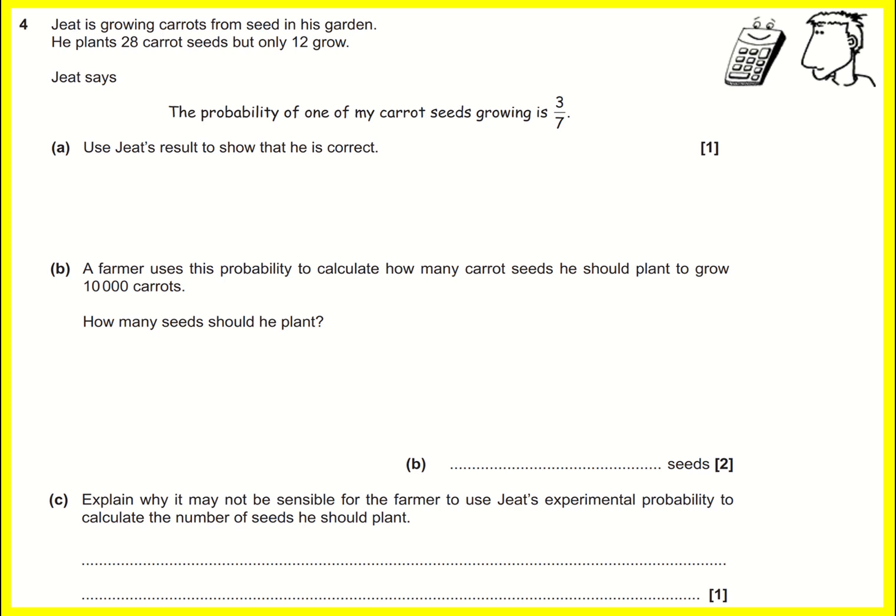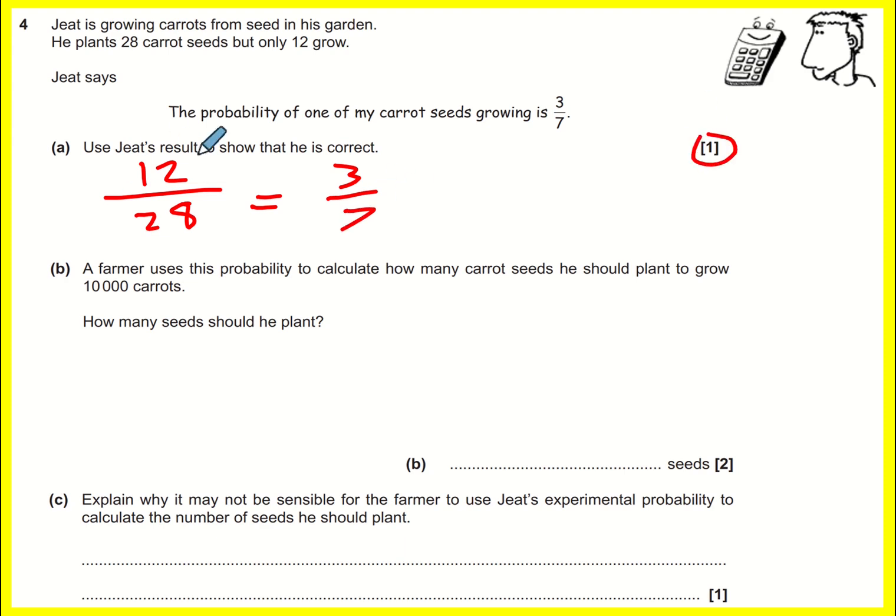Well, the probability, we're going to be interested in the total. It's only a one marker. We're interested in the total number that grew. So we had 12 divided by the total number that were planted. So that's going to be the probability. And then I just want to cancel this down, and I can see that 4 goes into both of them. So it's going to become 3 over 7 as required.